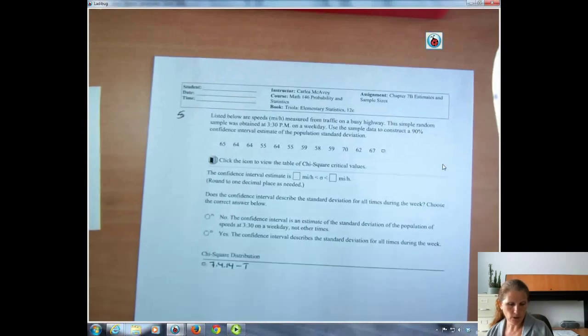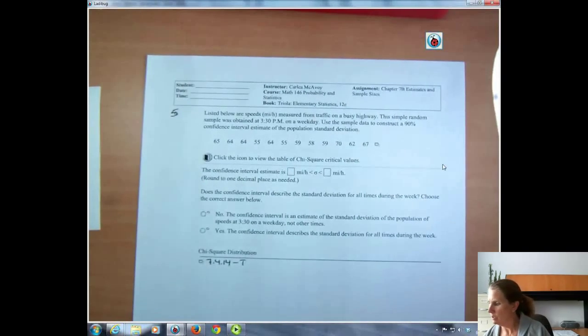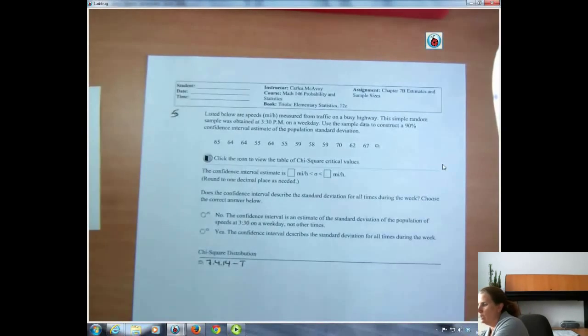Listed below are sample speeds. What did I do with that? Ugh. I need my little cheat sheet of the chi-square table.